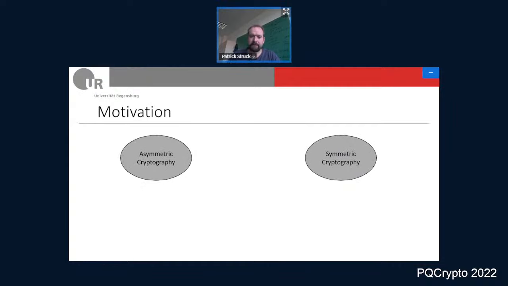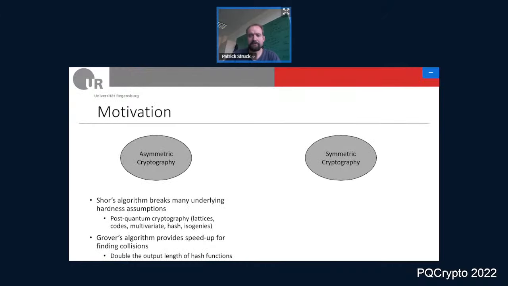Let me very quickly start with the motivation. So we have asymmetric and symmetric cryptography. And for asymmetric cryptography, we know, due to Shor's algorithm, the main motivation behind this conference, that we need post-quantum cryptography based on quantum hard assumptions. And the other thing we have is with Grover's algorithm, that we usually know we need to double the output length of hash functions in order to be secure against quantum adversaries.